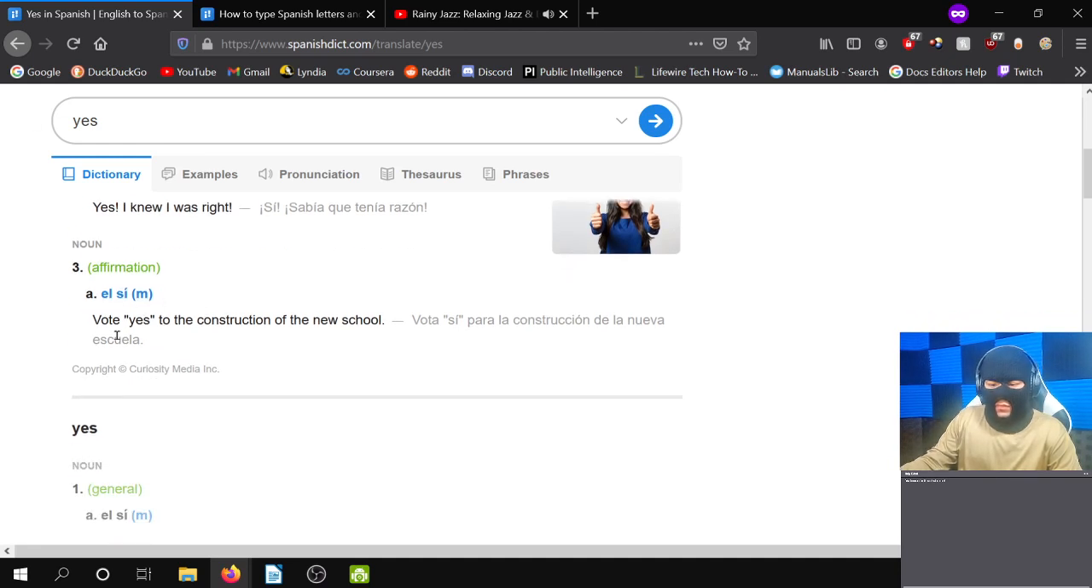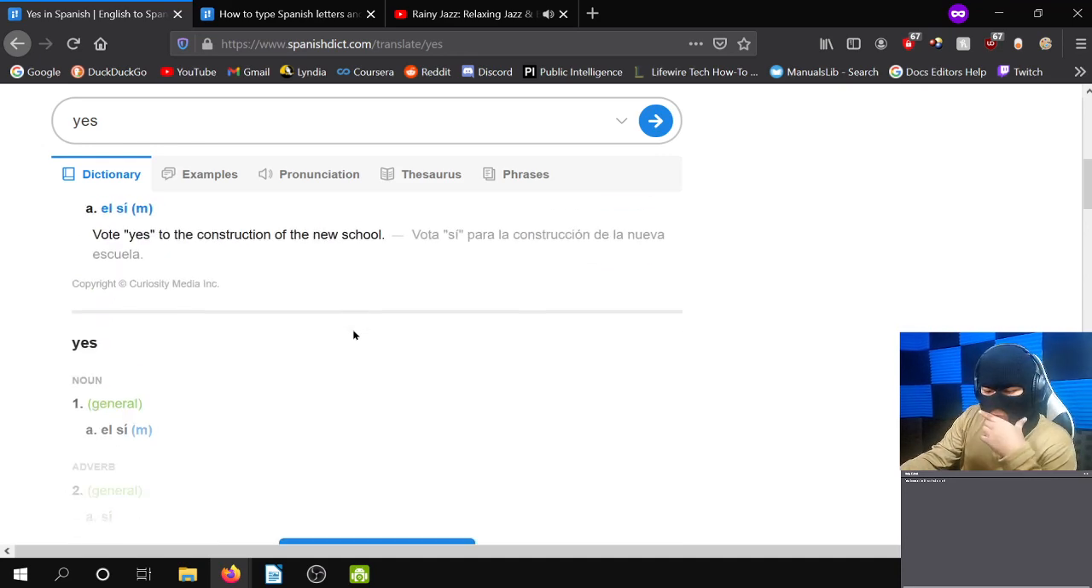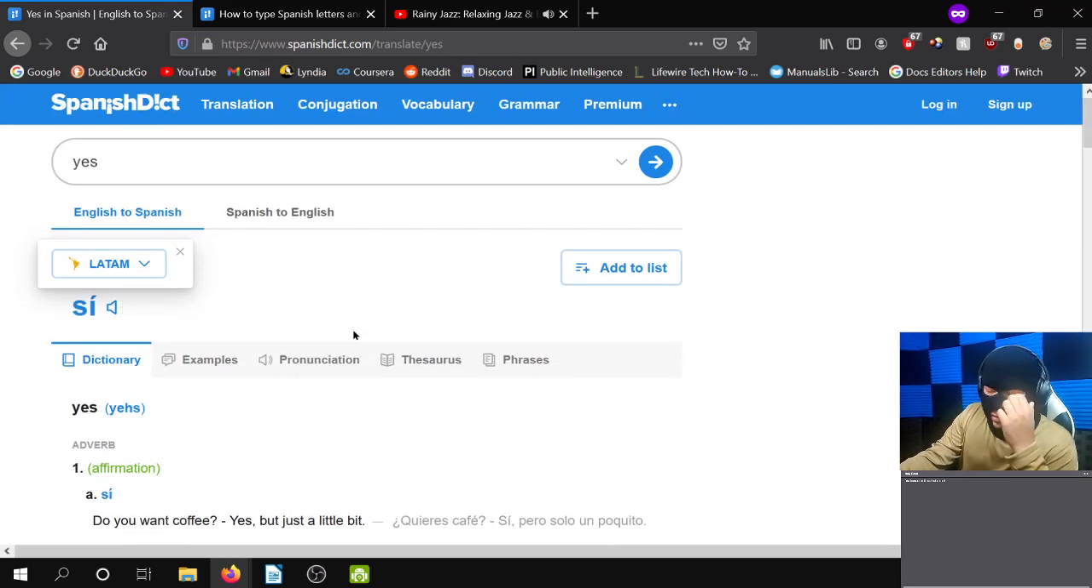Sí. Vote yes to the construction of the new school. Vota. Vota. Sounds very close to vote, but just because of V-O-T, and here it's an A, so vote, vota. Who knows?